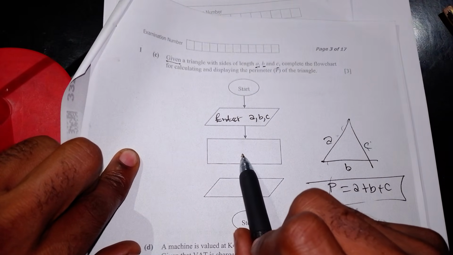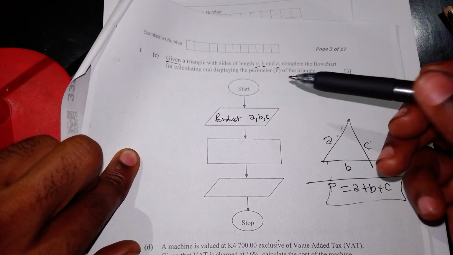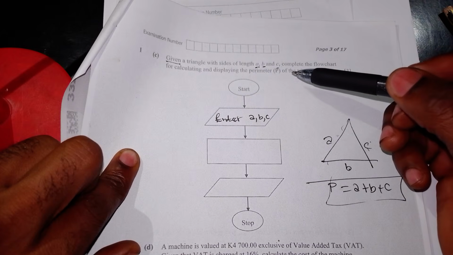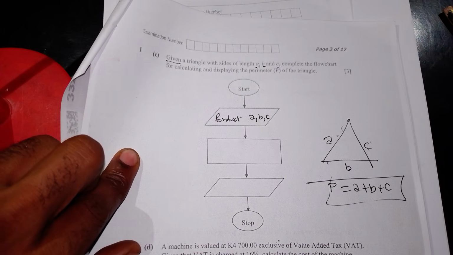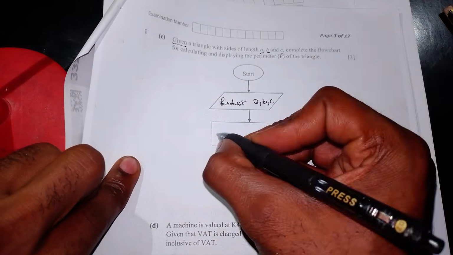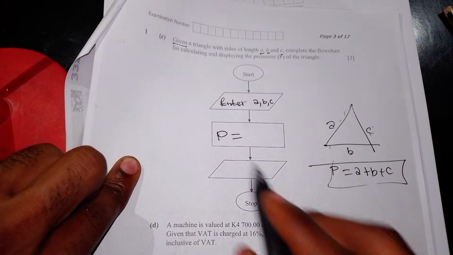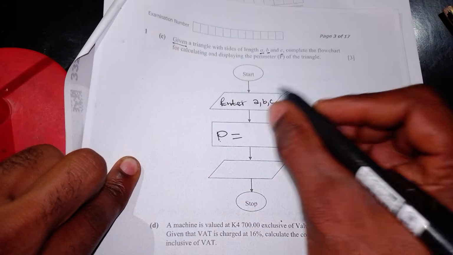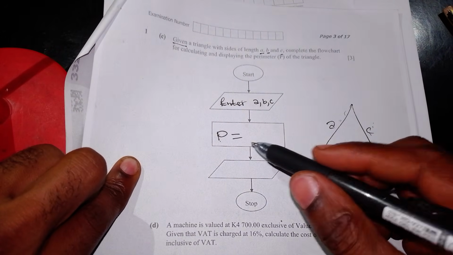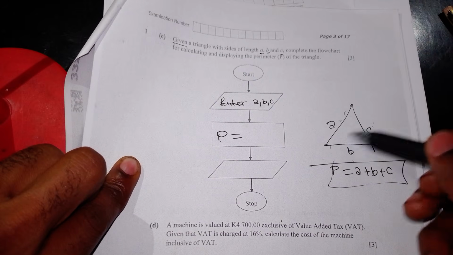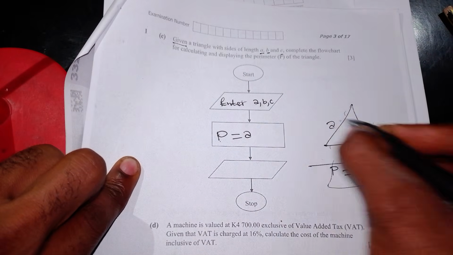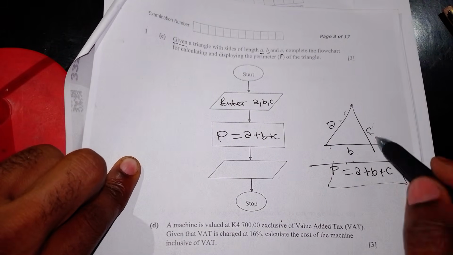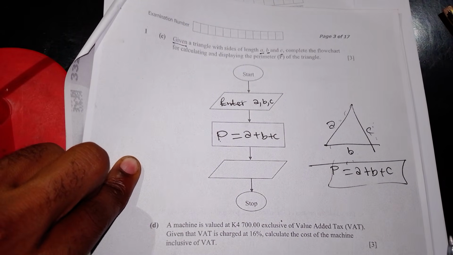So in this box, we are processing. Make sure that you use the letters you've been given. So you've been given the sides A, B, and C in small letters, and then you've been given the perimeter P as a capital letter. So you can say P will be, this is what the system will process. Remember, this thing should find the perimeter around this triangle. So it should be A plus B plus C. Like we said, perimeter is simply the total distance around the given shape.